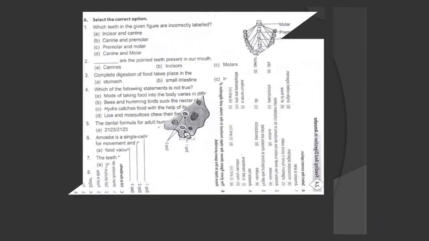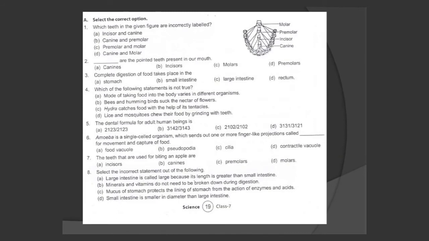Second one. Next, select the correct option. On the side there is the structure of teeth, the lower jaw. In it: molar, premolar, incisors, canine. We have already seen the first diagram. Molar, premolar, incisor, canine. So select the correct option: incisor and canine. Which teeth in the given figure are incorrectly labeled? It is incisors and canine.